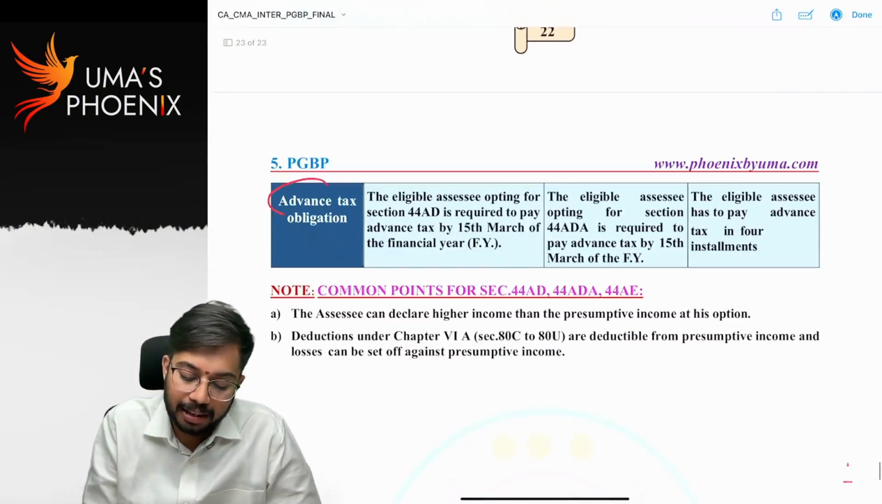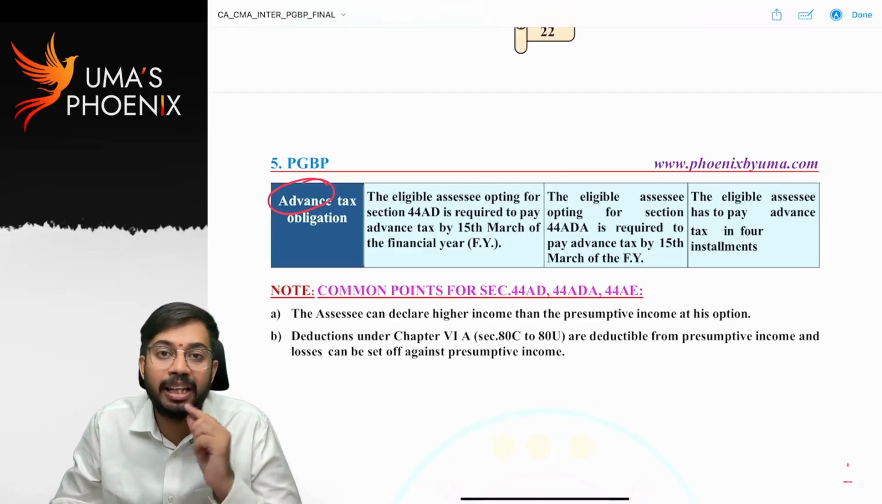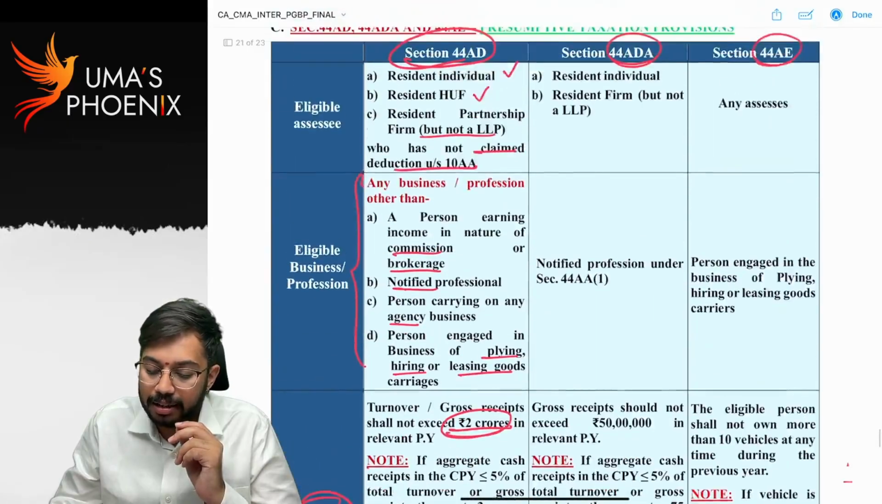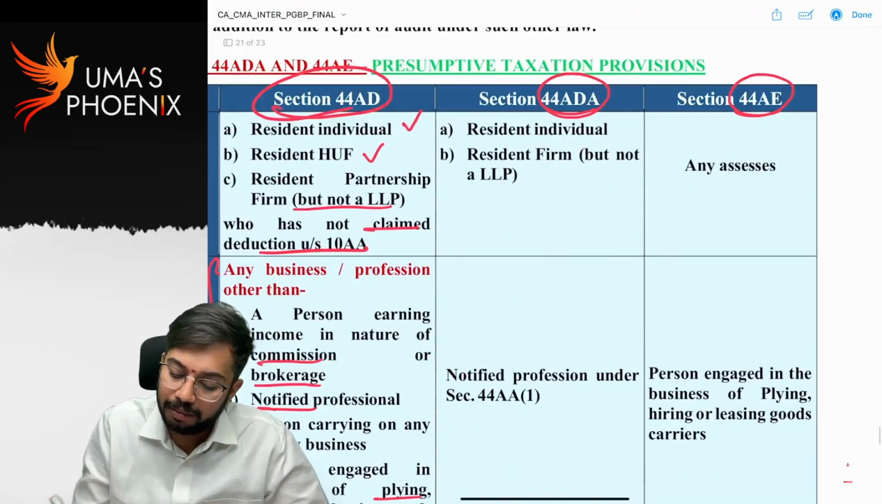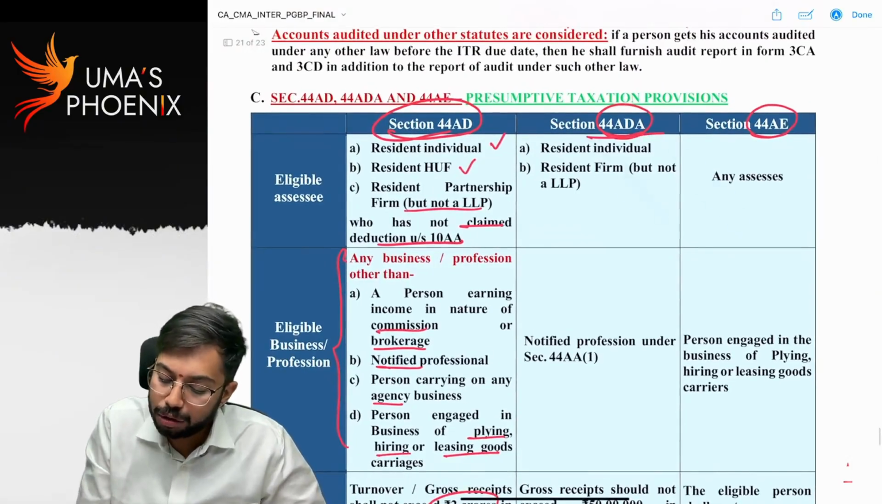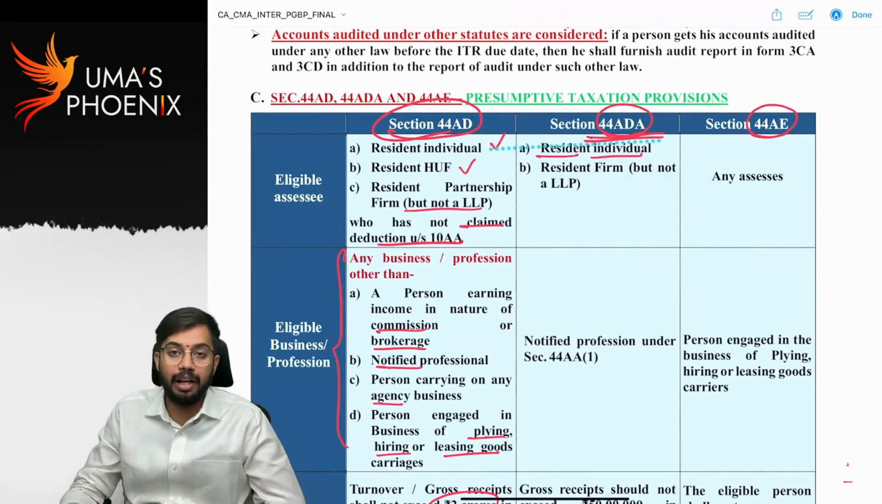Next, advance tax. Those who are choosing 44AD are not required to pay advance tax in 4 installments. It is sufficient they pay advance tax in a single installment on or before 15th March. Next, let us discuss 44ADA. Who can choose 44ADA? A resident individual can choose 44ADA.